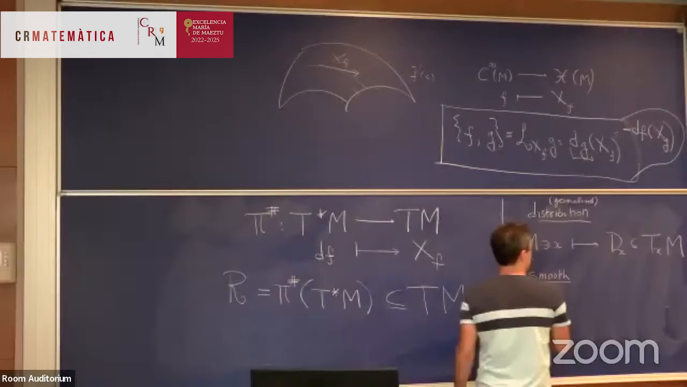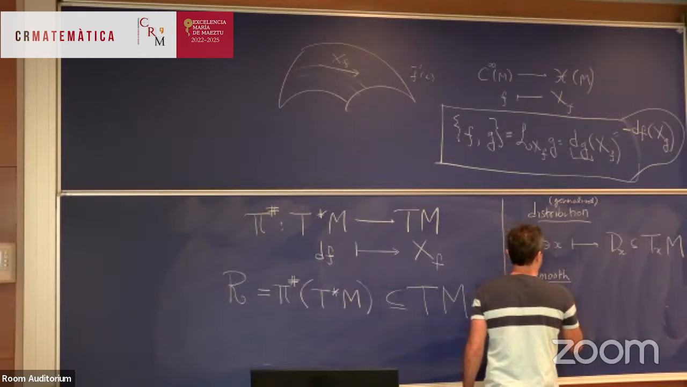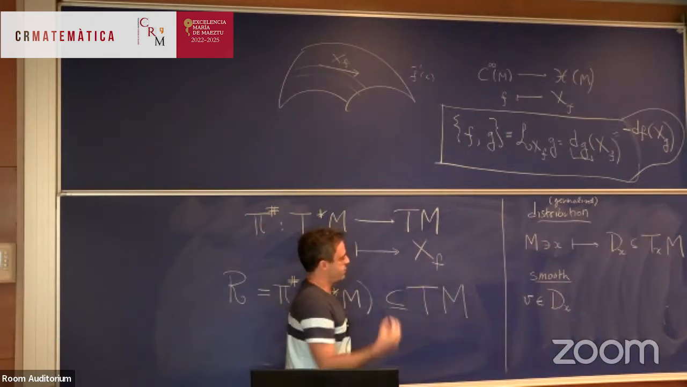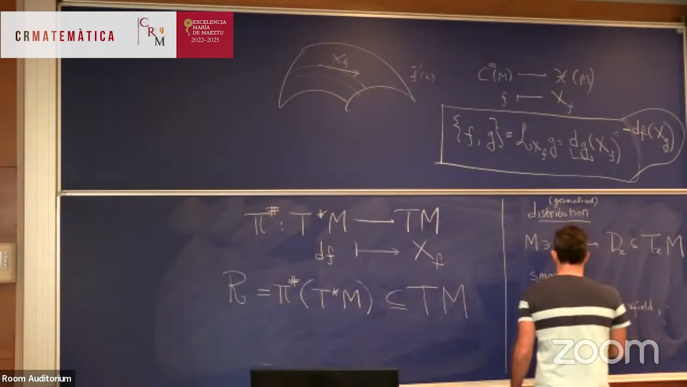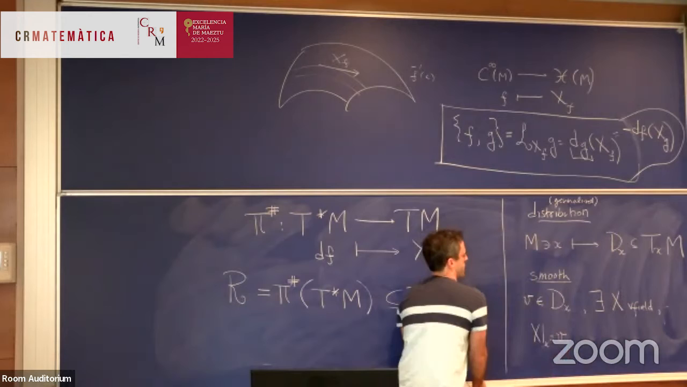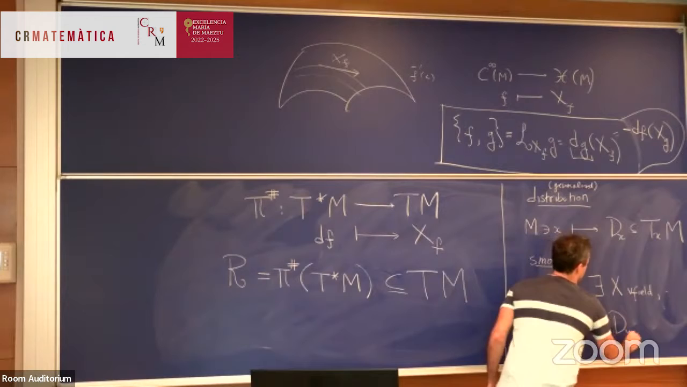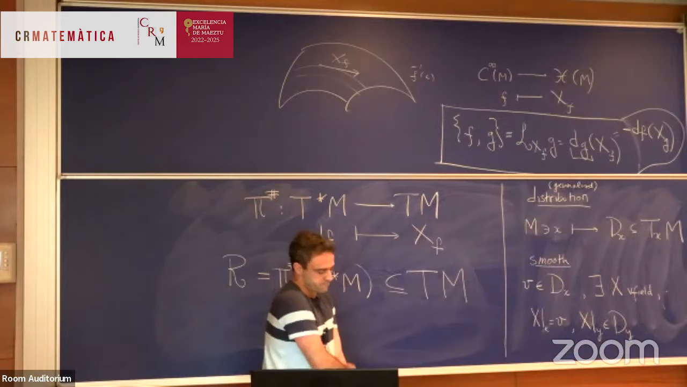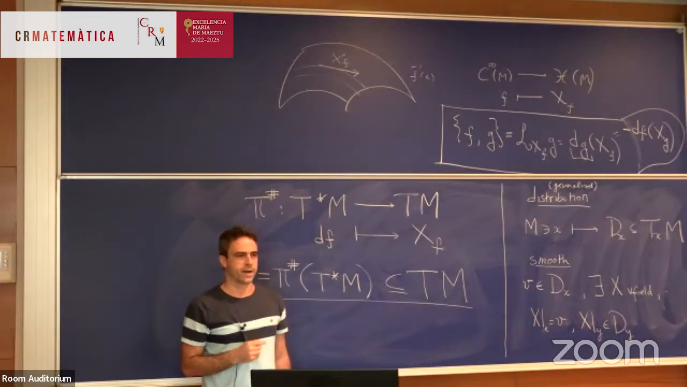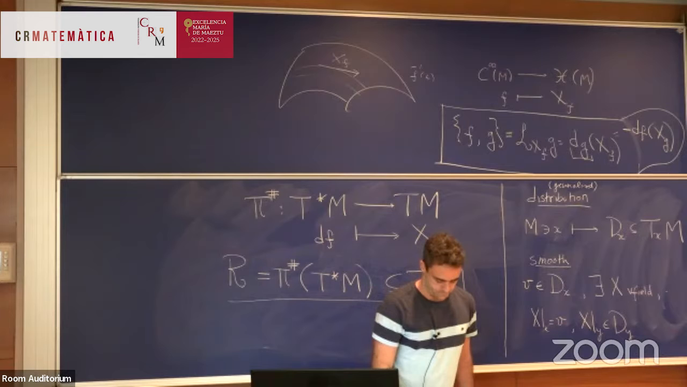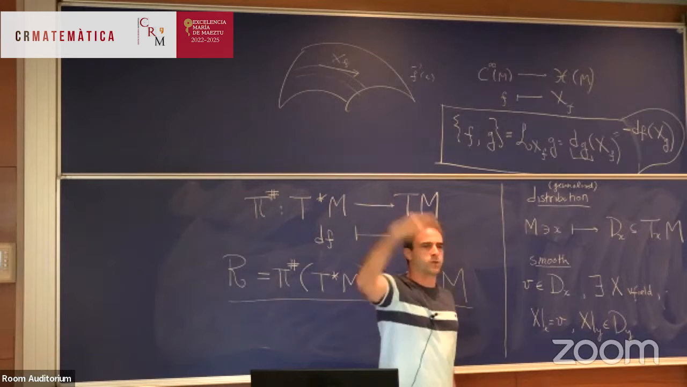It is the property that if you fix any vector in the distribution at a given point, then there exists a vector field on the manifold with the property that it extends this vector that you fixed, and at any other point it's tangent to the distribution. Okay, and it turns out that this distribution here is smooth. That's something simple to check. So it's smooth in this sense. Whenever a distribution comes as the image of a vector bundle map to the tangent bundle, it will be smooth. Okay, good.